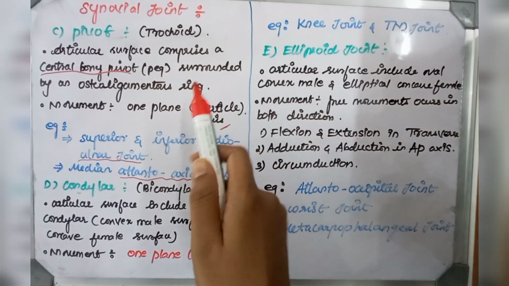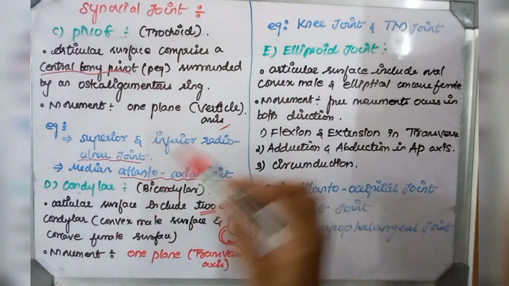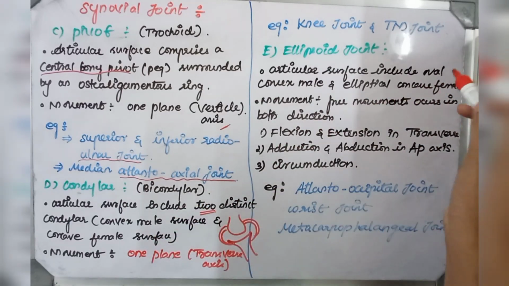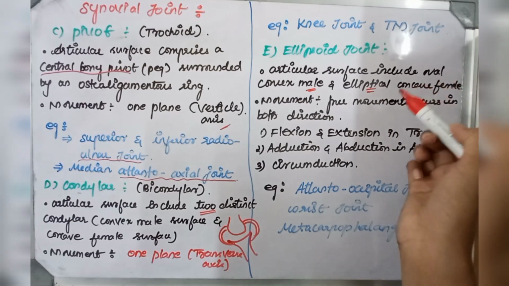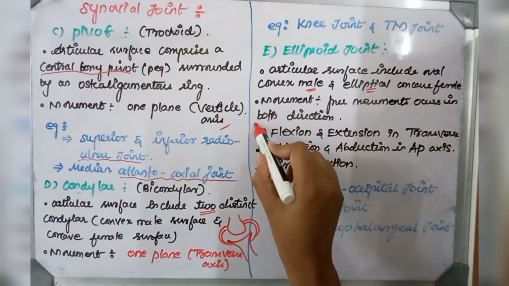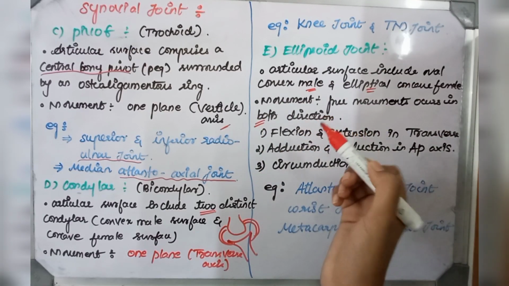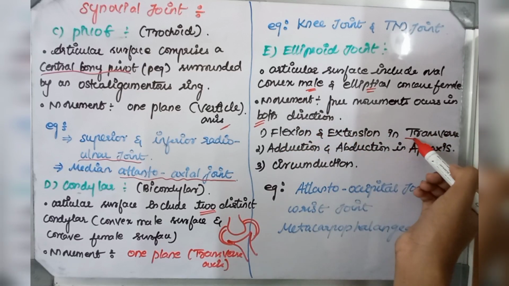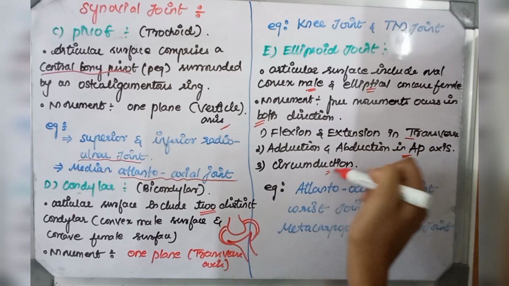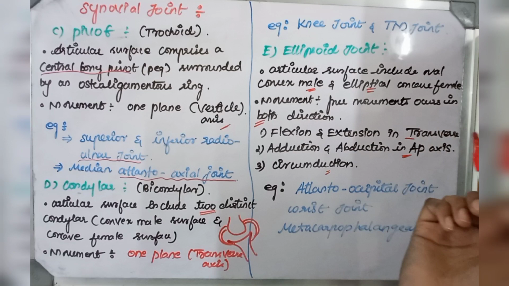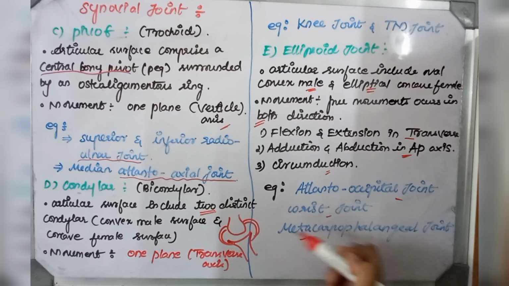This is all about the condylar joints, and let us see the ellipsoid joints. In its articular surfaces, it includes an oval convex male surface and an elliptical concave female surface. So it is able to move in both directions. It establishes movements like flexion and extension in the transverse axis, and abduction and adduction in the anterior-posterior axis, and circumduction can also be provided by this ellipsoidal type of joint. Examples are the atlanto-occipital joints, wrist joints and metacarpophalangeal joints.